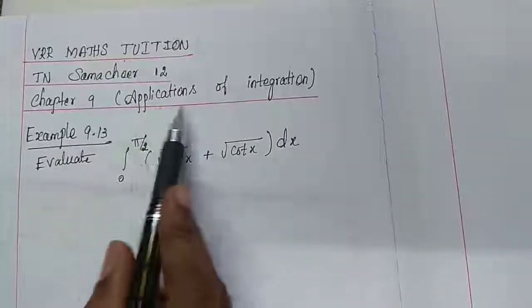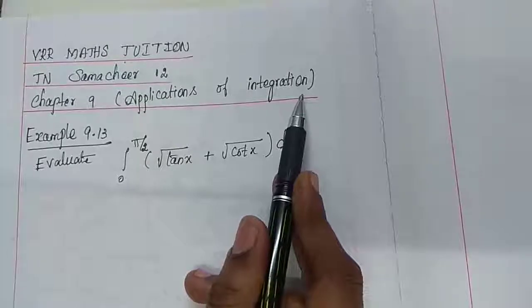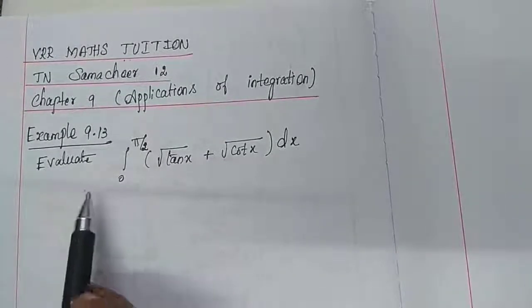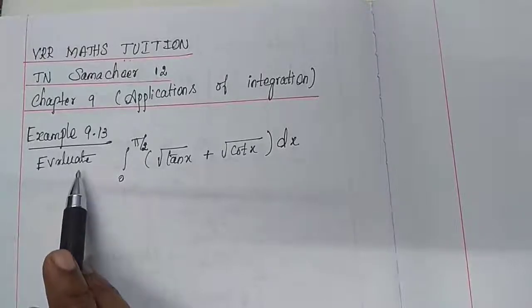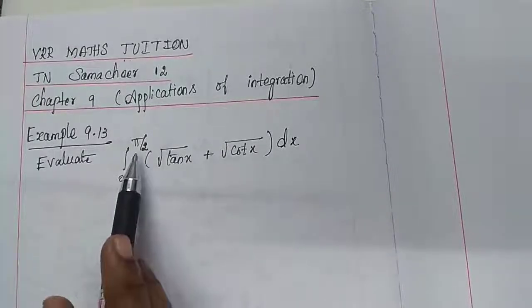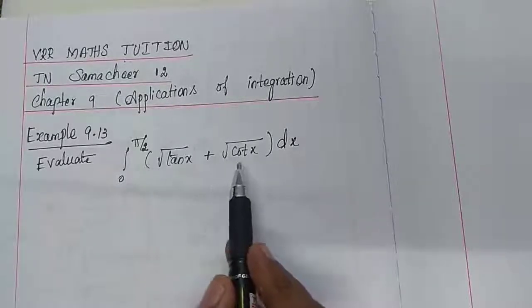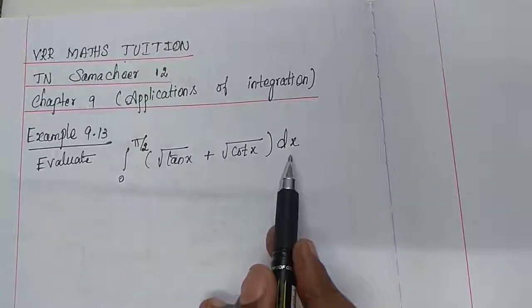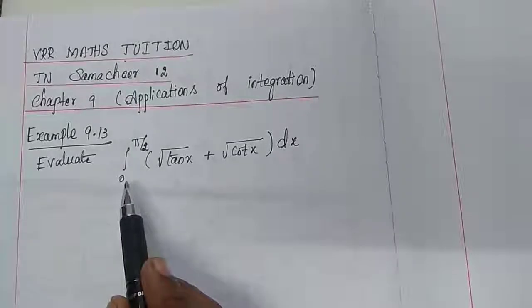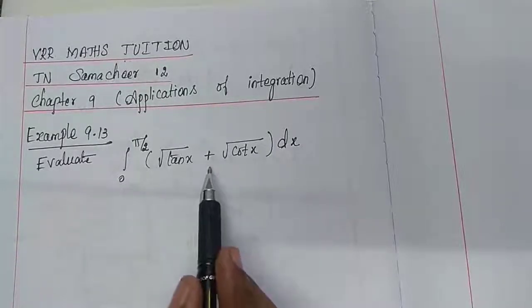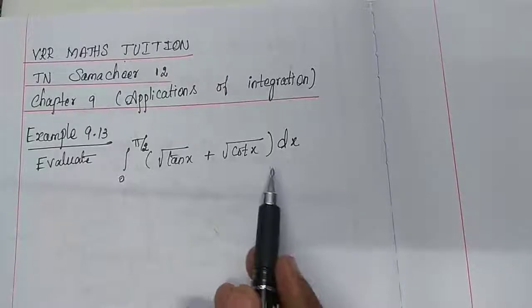Chapter 9, Applications of Integration. Example 9.13. The question is: evaluate the integral from 0 to pi by 2 of root tan x plus root cot x dx.